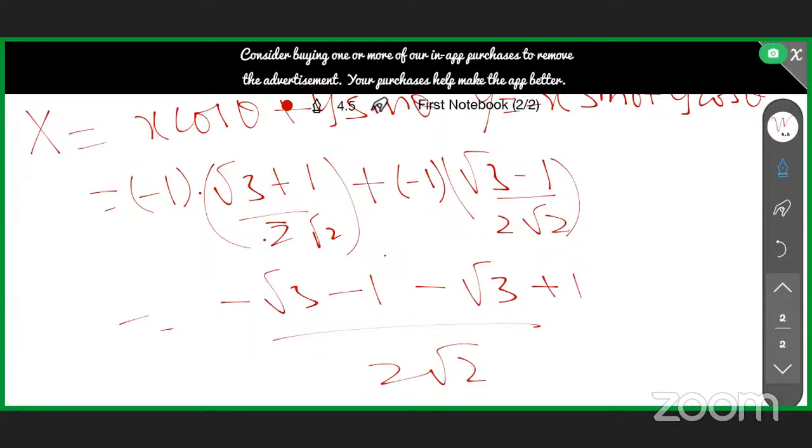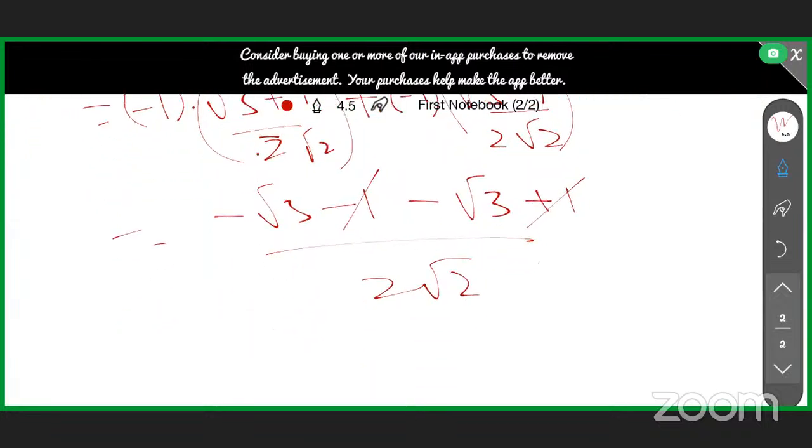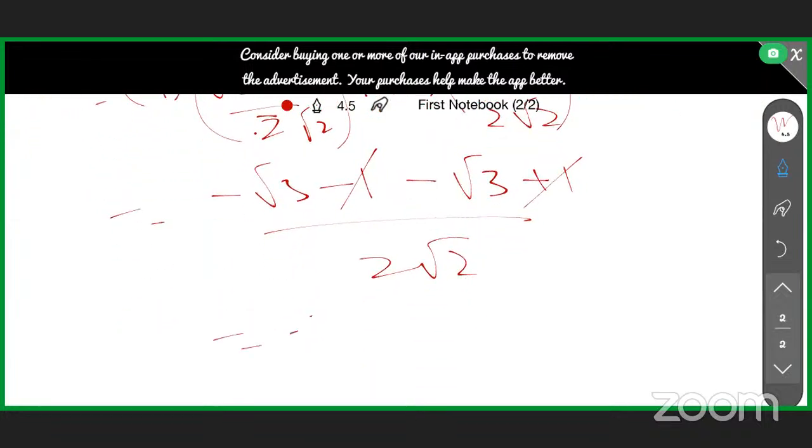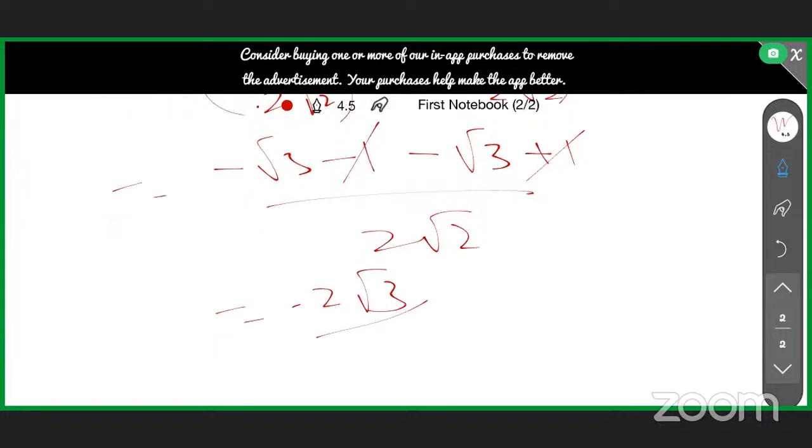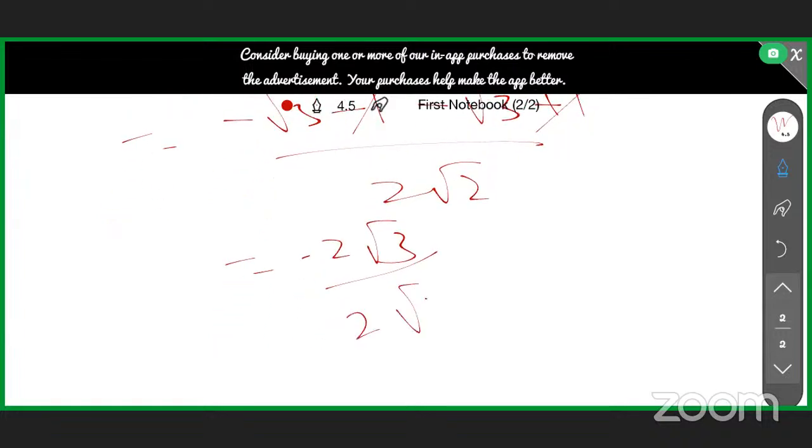So this minus this plus cancels. So minus 2 root 3 by 2 root 2. The 2 cancels, equal to minus root 3 by root 2. This is my x value. Do you understand? Yes, sir. Now I have to find my y value.